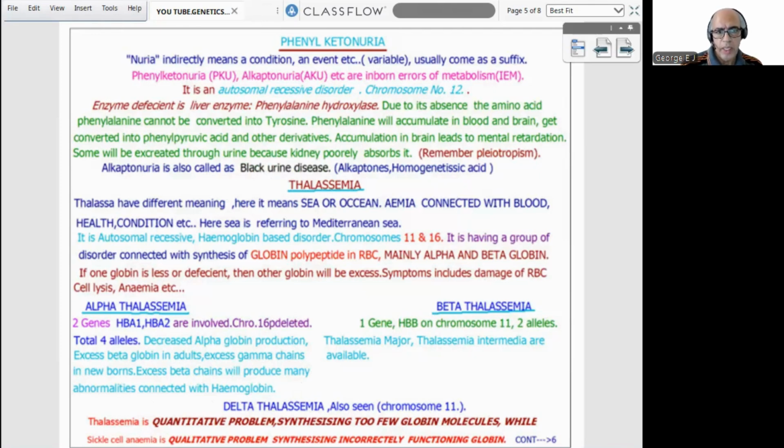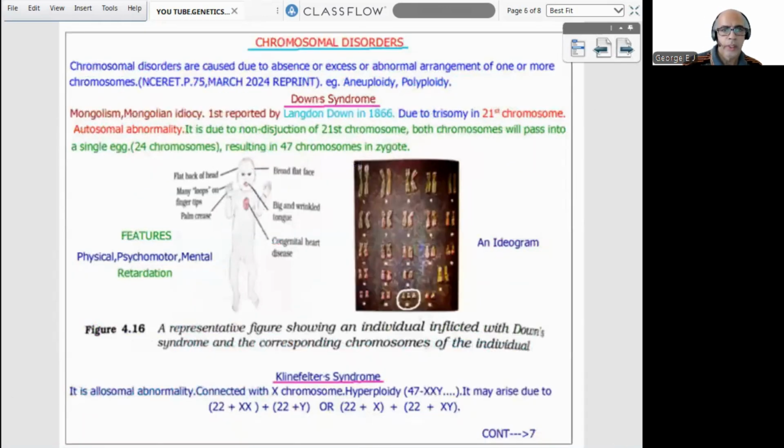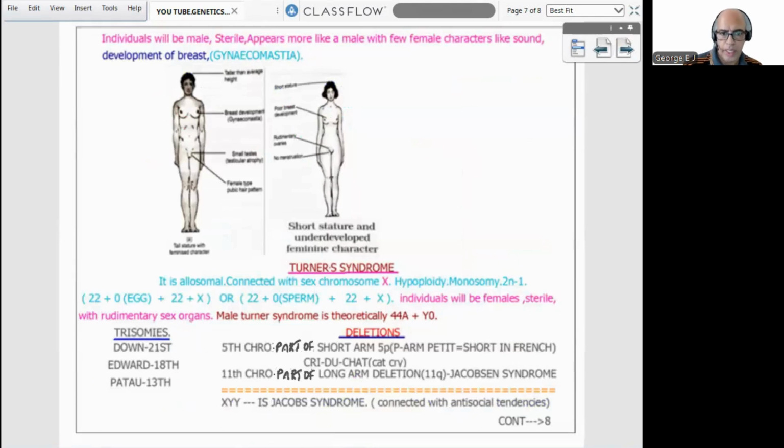After that, in alpha thalassemia, you can find chromosome 16p, the short arm. A part of it will be deleted. Then quantitative and qualitative defects, thalassemia, sickle cell anemia, important for the exam. Then chromosomal disorders: Down syndrome, 21st trisomy, how it is caused. Then, connected with sex, Klinefelter syndrome, again hyper, 47, how it is caused, what the features are. Then Turner, it is hypo, 46 minus 1, again what the features are. It normally occurs in females; male Turner syndrome is theoretically possible but may not occur. Trisomies: Down, Edward, Patau; deletions 5th, 11th; then XYY, their names, etc.